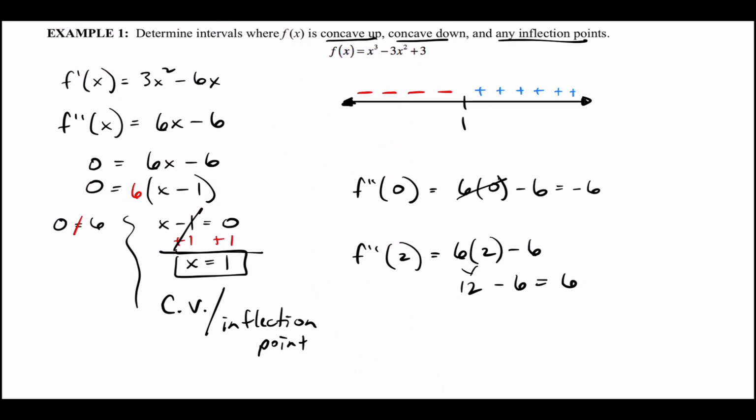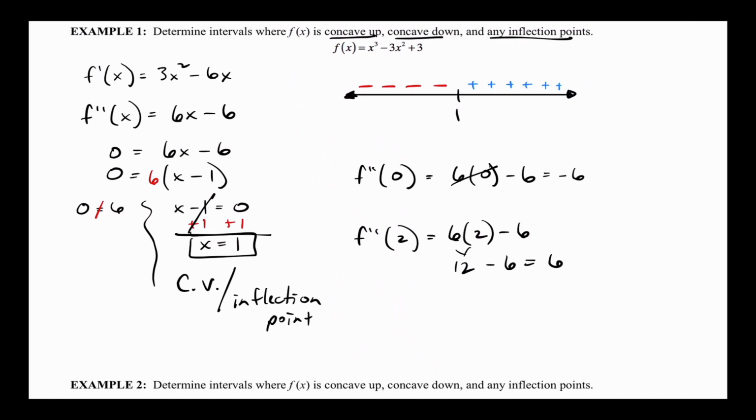Okay. So anywhere less than 1, for the original function, it's going to be concave down. It's going to have some version of that. After 1, it's going to come back up. It's going to be concave up. 1 is significant because that's where it changes. That's called an inflection point. It's an inflection point that changes concavity.